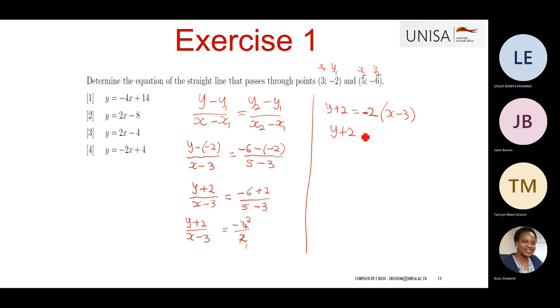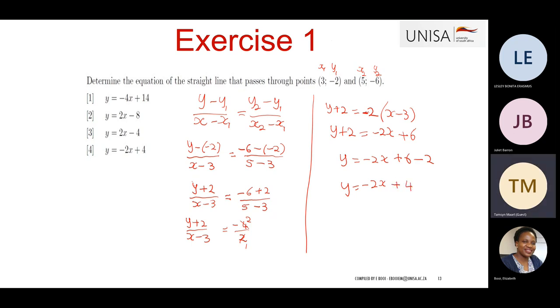We have y plus 2 equals minus 2 times x is minus 2x. Minus 2 times minus 3 is plus 6. We move 2 to the other side. It will be y equals minus 2x plus 6 minus 2. Y equals minus 2x plus 4, which is option 4. This is so cringy.